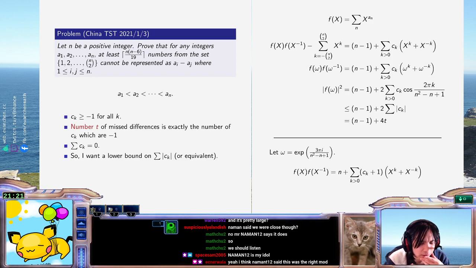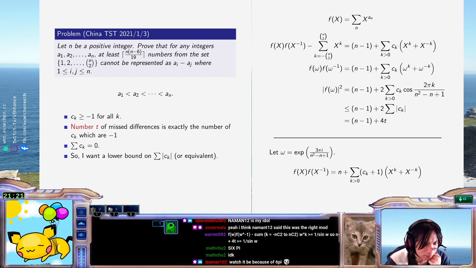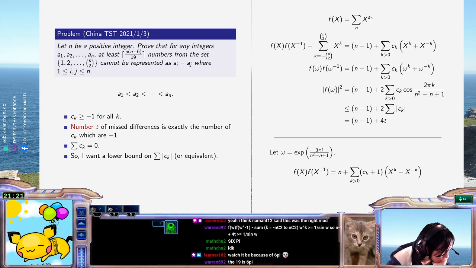I don't see how you can get a lower bound like this. Also, where does 19 come from? This still doesn't explain why there's a 19 and then minus 6. Is it like the 3 pi, and 6 is twice the 3, and the 6 pi is the 19 or something? Okay, f of omega is at least 1 over sine... What is sine w?